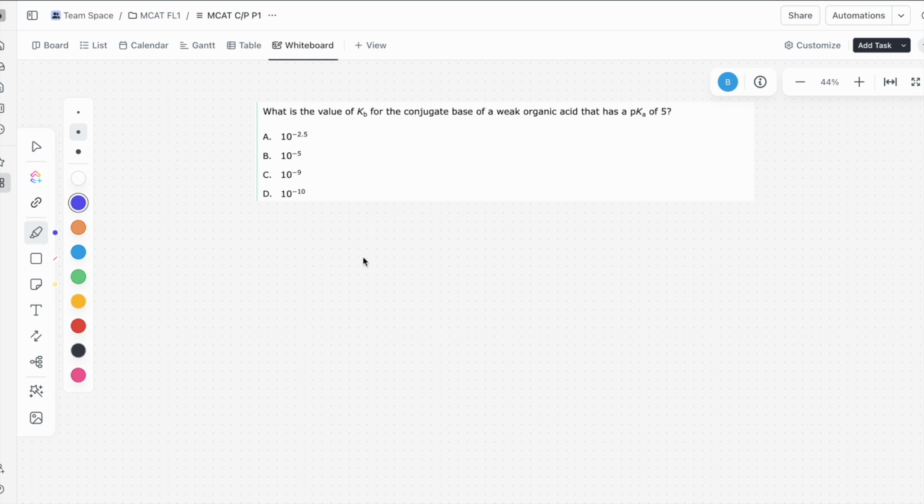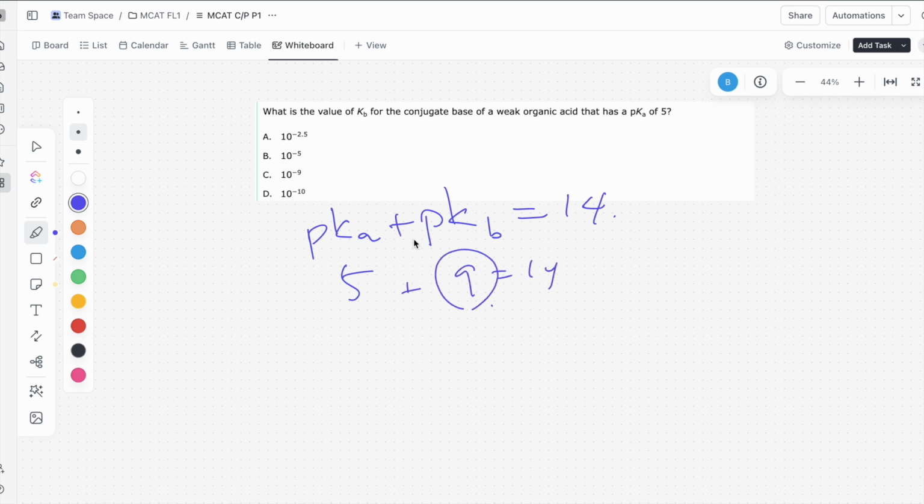their pK values, so pKa plus the pKb of the conjugate base, so the Kb of the conjugate base to the acid, Ka, or the other way around, the pKa of the conjugate acid to the pKb of the original base, always must add up to 14. So if we know that pKa is 5, that means pKb has to equal 9 to equal 14. So pKb is 9. Now, what is the Kb value?